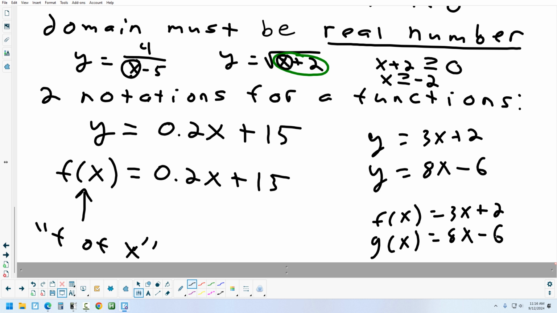The calculator will always use y equals notation. That's how it does it. Okay. Any questions on that?